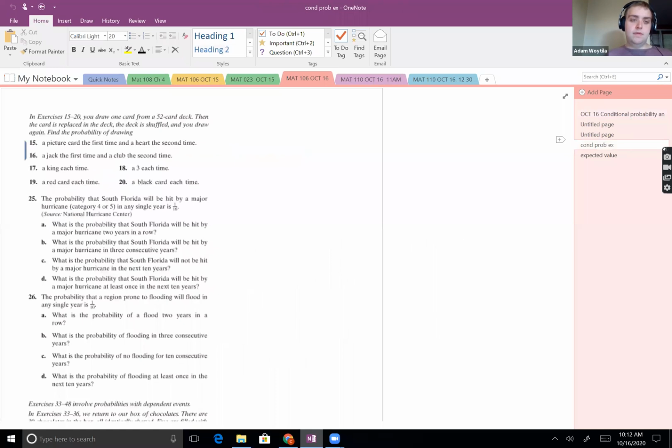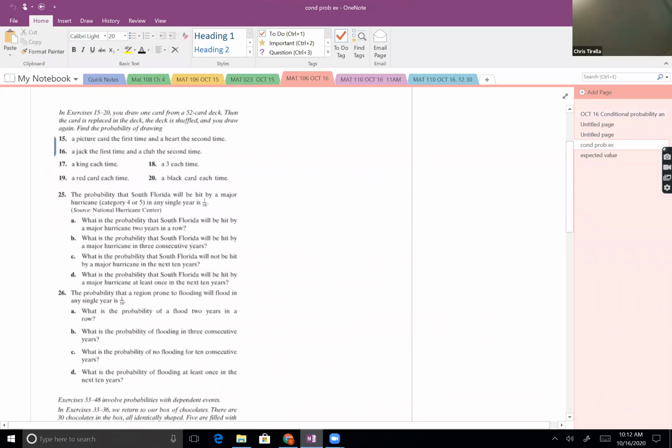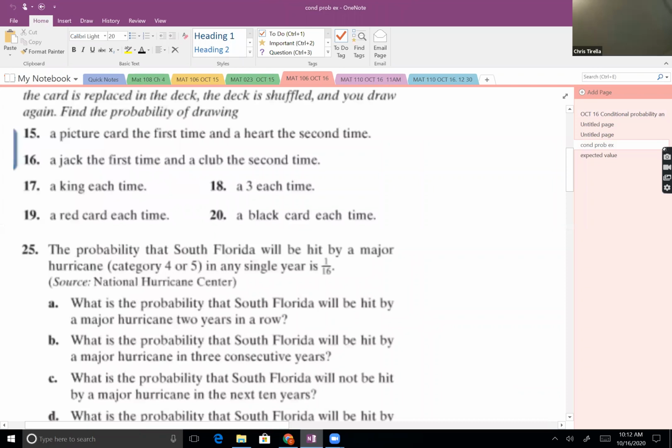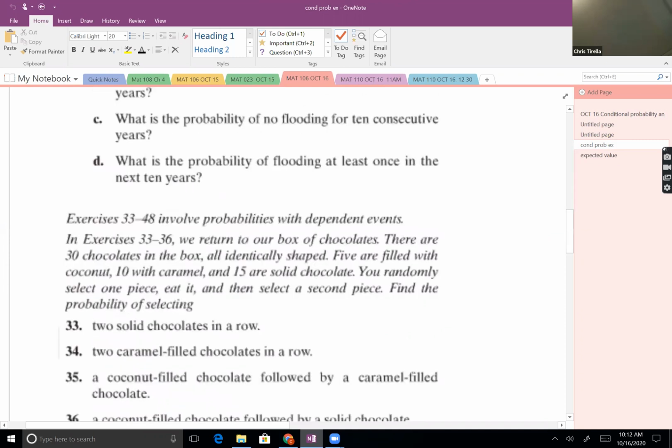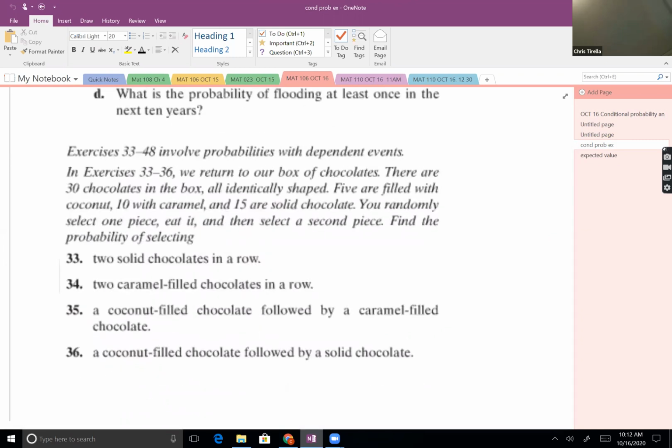I do believe we already did 15 through 20, 25 and 26. Let's look at 33 through 36. 33 through 48 involve probabilities with dependent events. We've got a box of chocolates. There are 30 chocolates in the box. All are identically shaped. 5 are filled with coconut, 10 with caramel, and 15 are solid chocolate. You randomly select one, eat it, and select a second. Find the probability of getting 2 solid chocolates in a row.